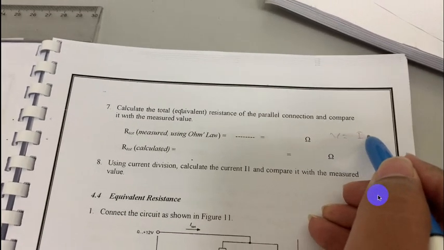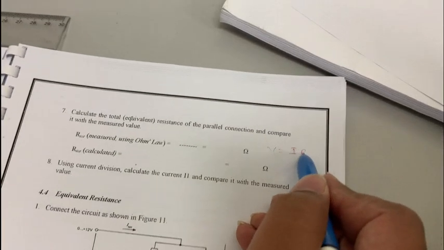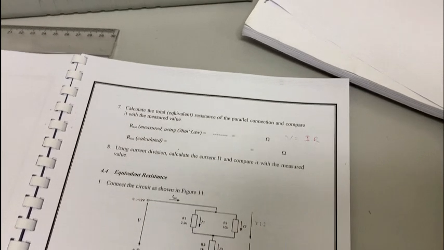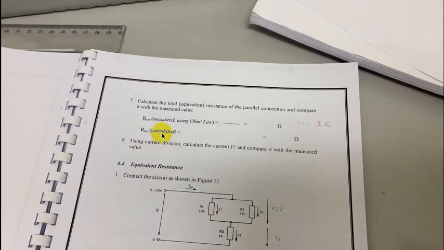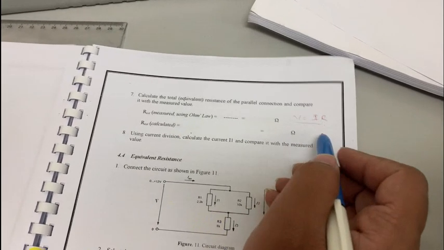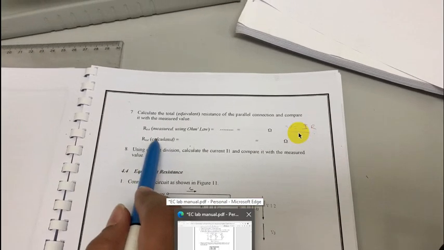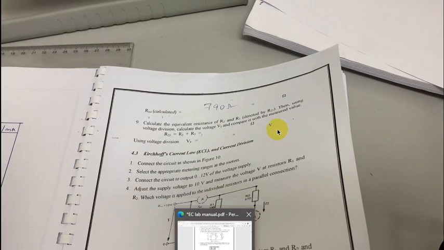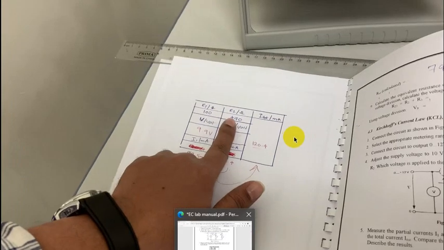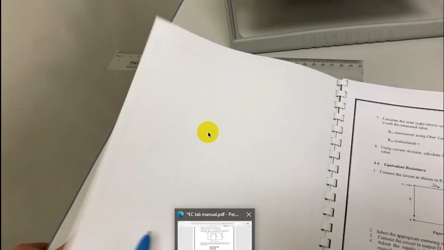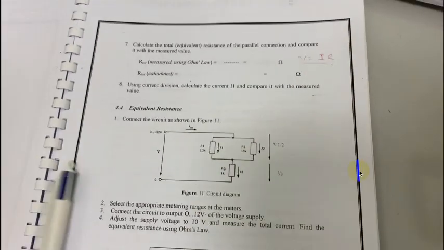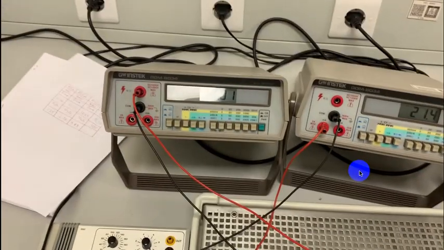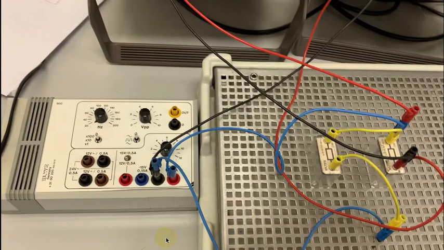So for the equivalent resistance, just take the formula of Ohm's law and do the calculation. Just write V equals IR. So the total resistance of R1 and R2 is 570? No, not 570. It is not in series, it is in parallel. So it is R1 times R2 by R1 plus R2.